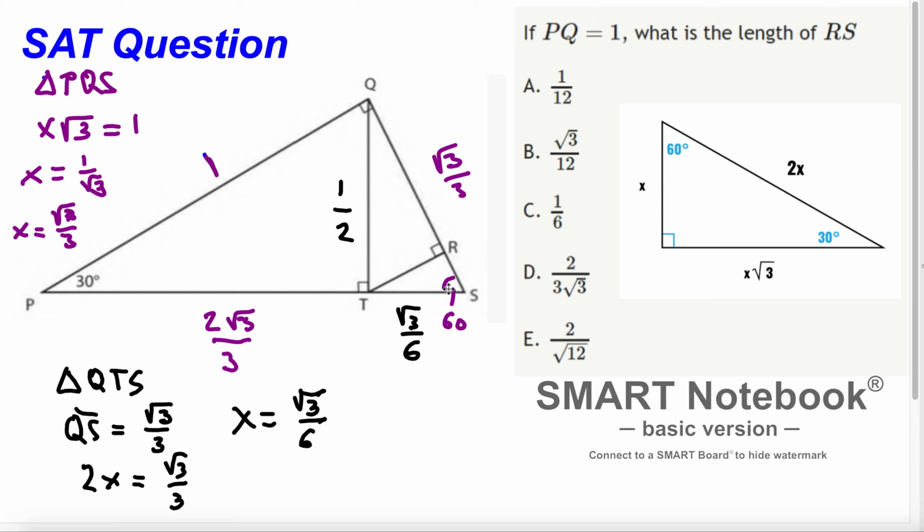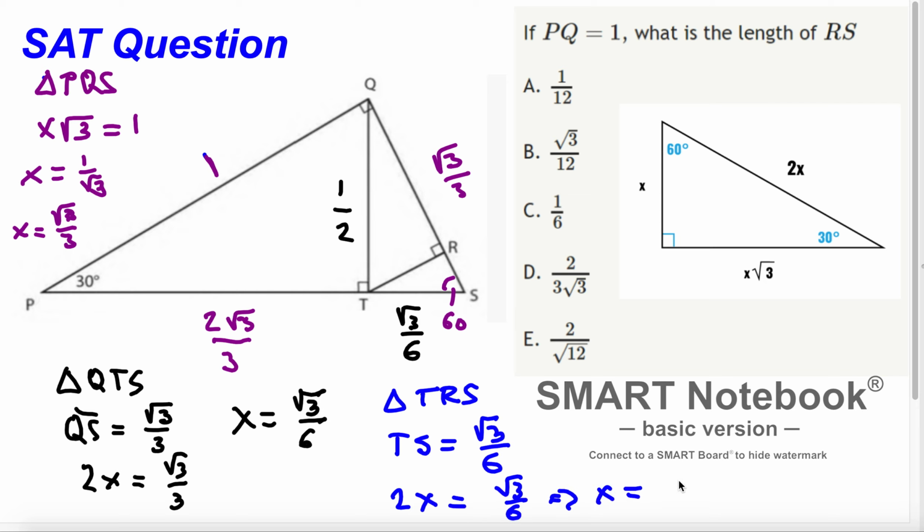Okay, now I am going to find this RS. Let me write it with a different color, a blue one. If you look at the triangle TRS, or SRT, it doesn't matter which way we go. In triangle TRS, TS is the hypotenuse. TS happens to be square root of 3 divided by 6, and because the hypotenuse is equal to 2x, 2x is equal to square root of 3 divided by 6. If we divide everything by 2, x is going to be equal to the square root of 3 divided by 12. That is the short leg of the triangle TRS.